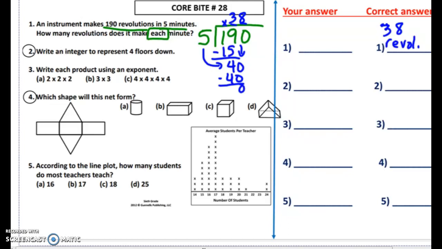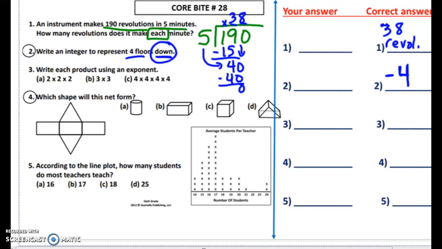Number 2 says to write an integer to describe 4 floors down. All you have to determine for this is whether this will be a positive or a negative 4. Pause your video and write your answer in the blank. For number 2, you should have written a negative 4 because this means 4 floors down. The word down indicates a negative. If you missed it, make sure you understand why.